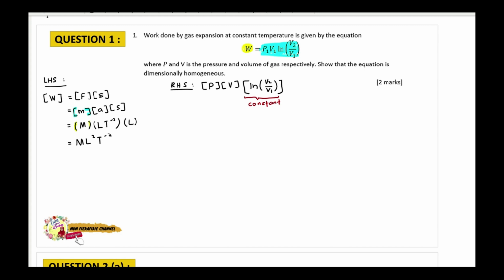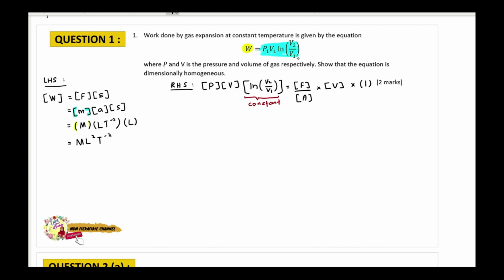Therefore, we can write as dimension of P, pressure, where pressure is equal to force over area. So, you can write that pressure, okay, dimension of pressure is equal to dimension of force over dimension of the area. And then how about the volume? Okay, dimension of volume tak ada masalah kot kan? And the last one, dimension of ln tadi, kita boleh je kalau you dah tahu dimension dia adalah 1, dan you darab sahaja dengan 1.